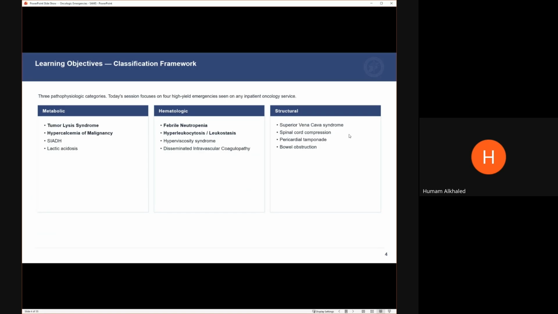Mostly for the structural oncologic emergencies, these are managed with surgeries and/or steroids, but we will not talk about them today. Today, we'll focus on four main oncologic emergencies, two metabolic and two hematological emergencies. And most of you will encounter these on any inpatient oncology service, and pharmacists' knowledge makes a big impact in knowing these emergencies. By the end of this presentation, you will be able to define each condition, apply the right diagnostic criteria, assess patient risk, and outline the full management, including the most important clinical pearls.